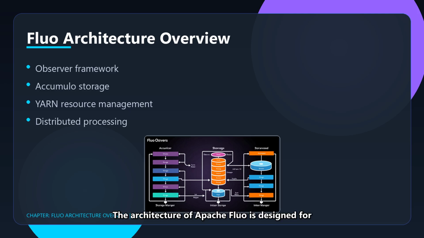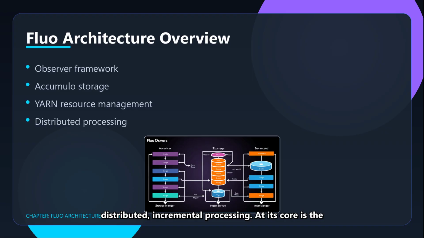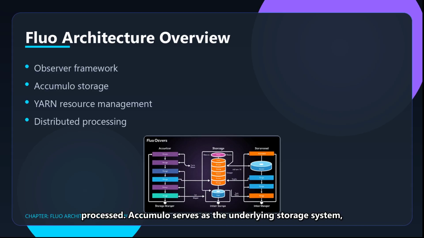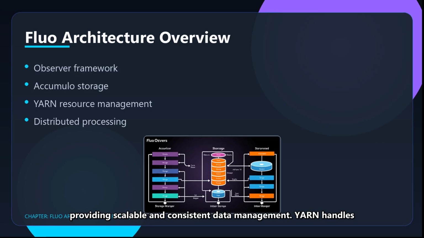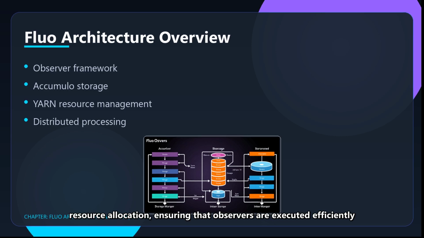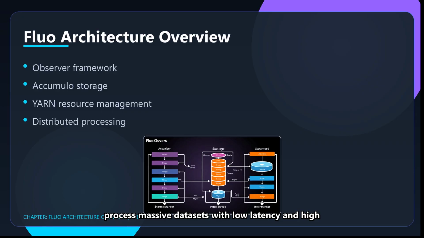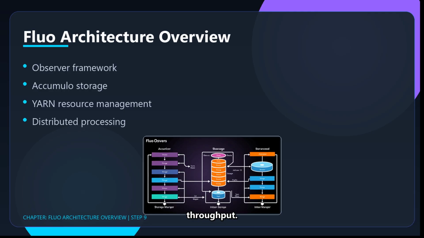The architecture of Apache Fluo is designed for distributed, incremental processing. At its core is the observer framework, which defines how data changes are processed. Cumulo serves as the underlying storage system, providing scalable and consistent data management. YARN handles resource allocation, ensuring that observers are executed efficiently across the cluster. This combination enables Fluo to process massive datasets with low latency and high throughput.